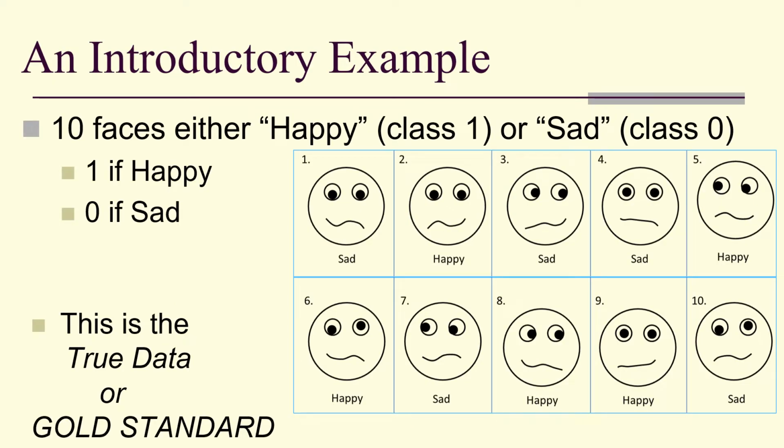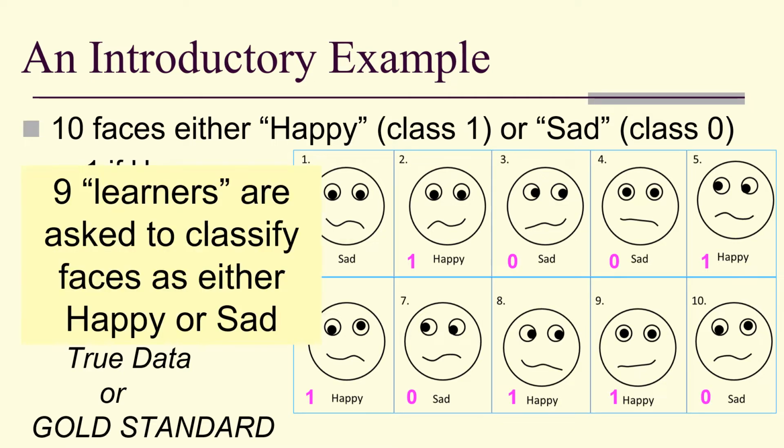So here's an example. Suppose there are 10 faces that are either happy, class 1, or sad, class 0. And suppose this is the gold standard, the right answer, if you want to think of it that way. So these are the correct labels for these faces. And suppose 9 learners are asked to classify faces as either happy or sad, 0 or 1.